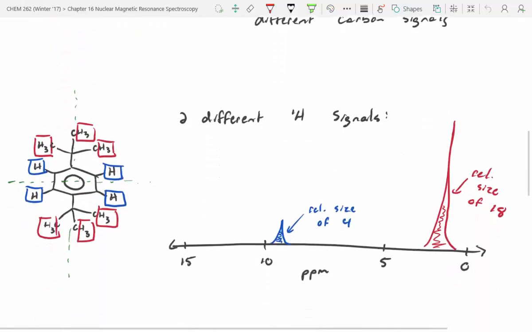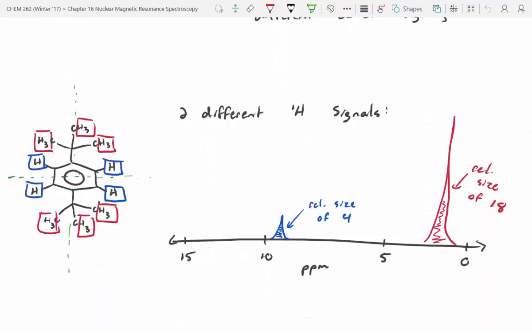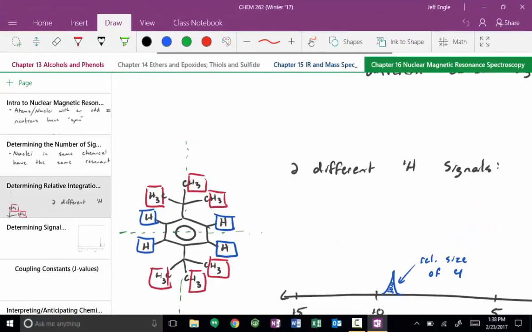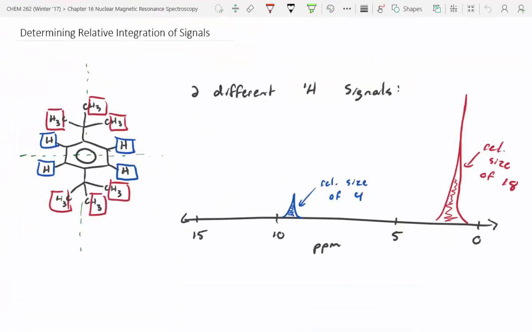And then we kind of finished off talking about this example where we said not only can you determine the number of unique signals, but the size of the signals corresponds to the number of unique protons that make up that signal, right? So let's talk about that in a little bit more detail. So in this example, we had tert-butyl groups on each side of the benzene that were equivalent. We had 9 total protons making up those red squares, so we said the relative size of that red peak should be about 18. And that's compared to the relative size of those blue protons that have a peak size of about 4. Those are called integral values. It's the area underneath the peak.